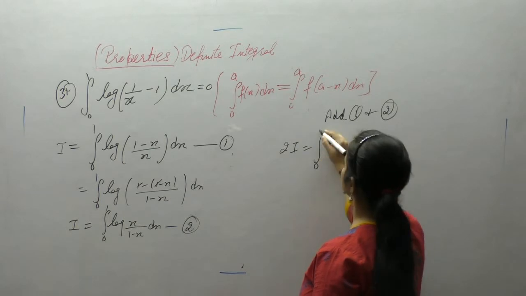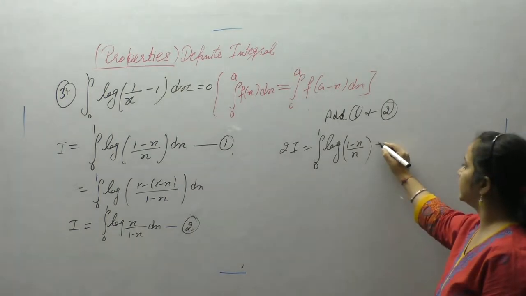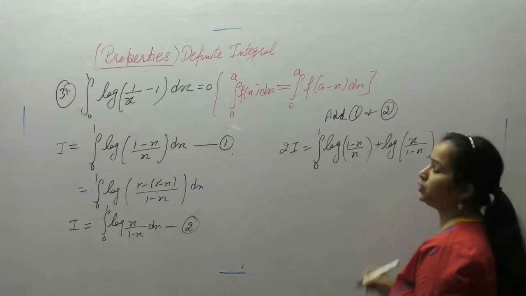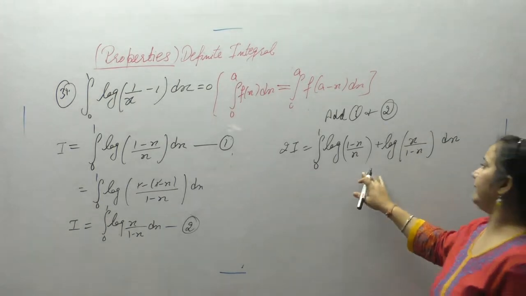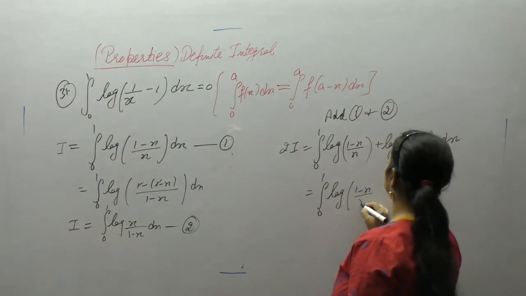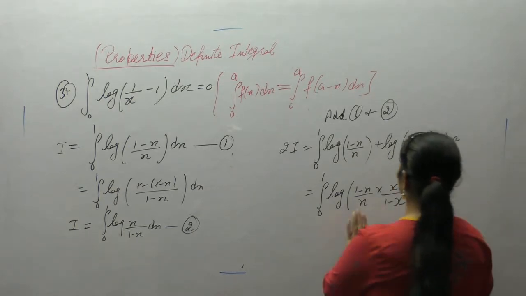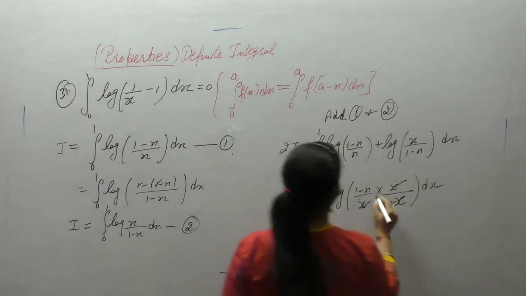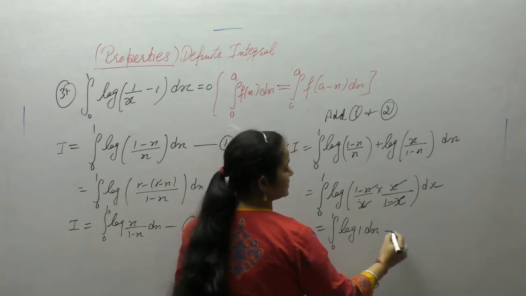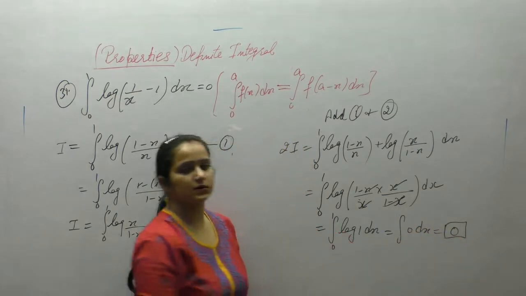2I is equal to the integral from 0 to 1 of log of 1 minus x upon x plus log of x upon 1 minus x. Again use the property here: log a plus log b is equal to log a into b. So this becomes log of 1, and log 1 is 0. So the answer is 0.